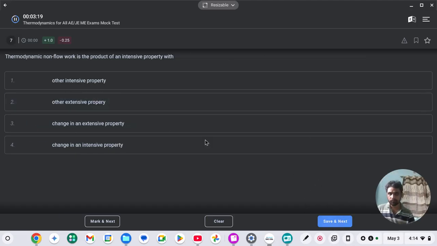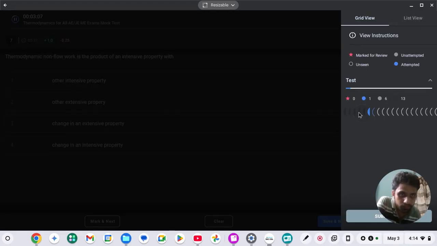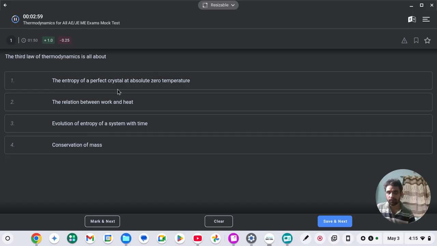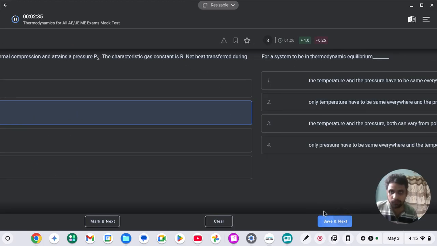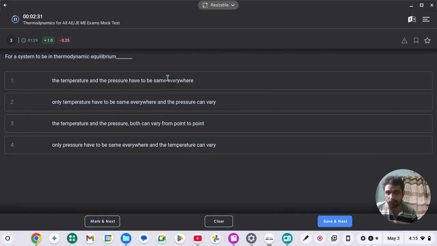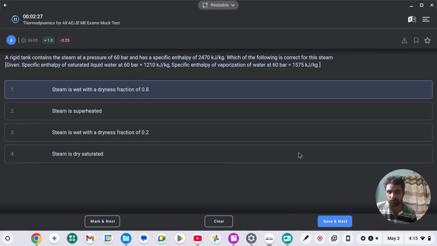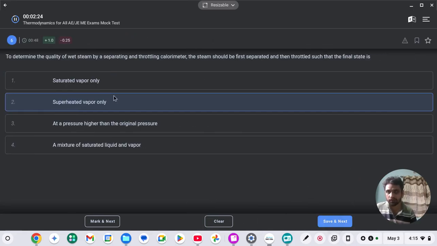Next, we have to mark also. So here option number 1 is correct, and this was correct. Next, temperature and pressure both. Next, steam is wet. Next, 323. Next, superheated vapor.